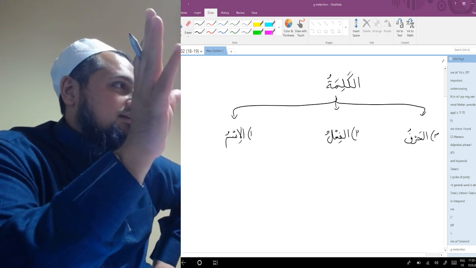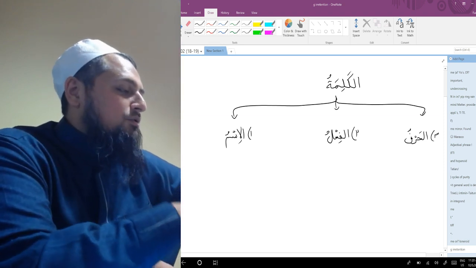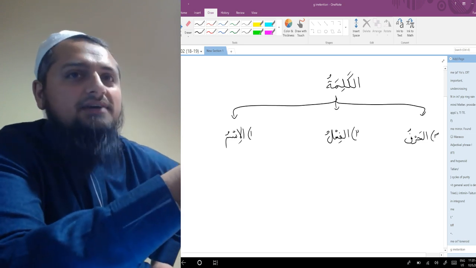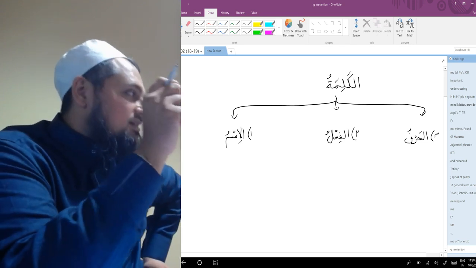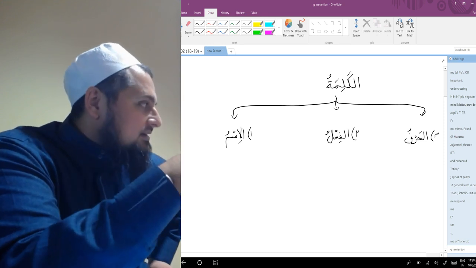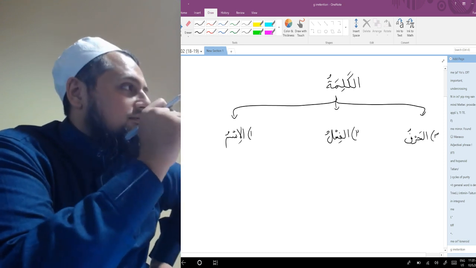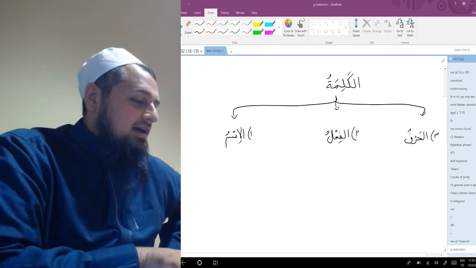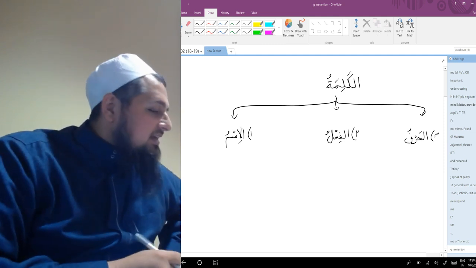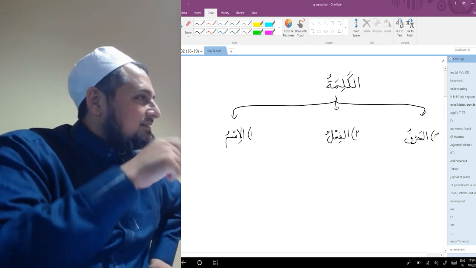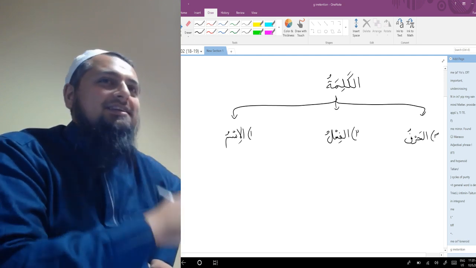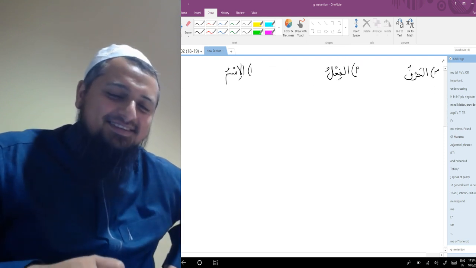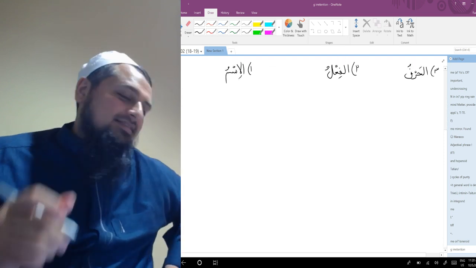Do the concepts make sense? Alright, so one of the objectives or goals of this first chapter is to help us identify within a sentence which word is the ism, which word is the fi'l, and which word is the harf. Make sense? Alright, so for some reason he does it with English. He gives you English sentences and wants you to identify in English? Yes. That's confusing. So we're going to do some Arabic sentences instead, just for the sake of practice.